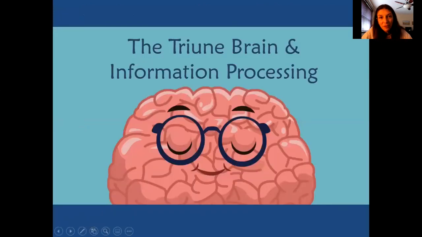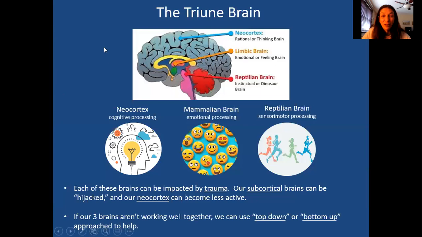Okay. This one, I think this video scared some people off because I didn't get a lot of hits on this one yet. So the triune brain and information processing. Okay, so tri means three. So tri like tricycle. Okay, so our brains have three different sections. So one is called the reptilian brain. So this is like the dinosaur brain. This is what reptiles also have.